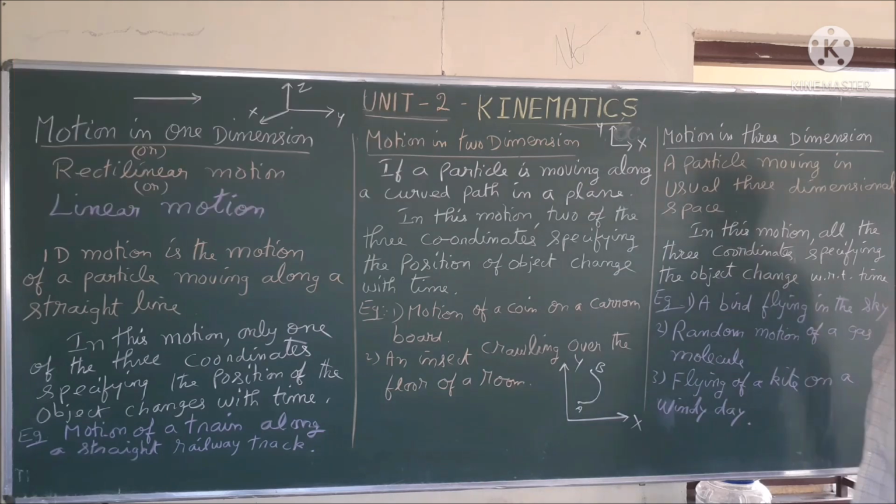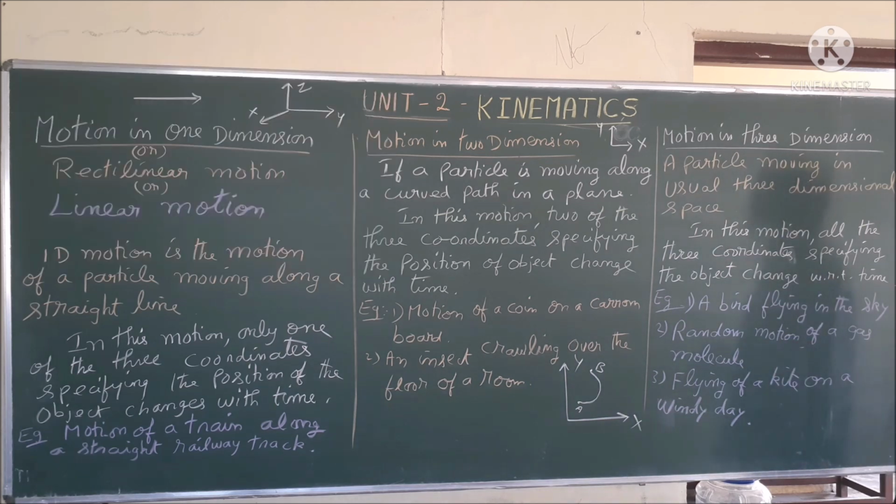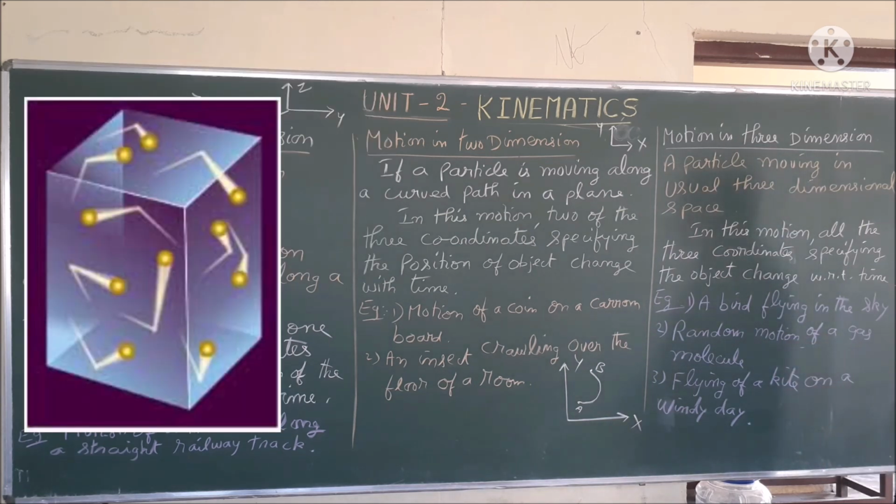Next, we will go to motion in three dimension. In space, the particles will move in all directions, that is in all three coordinates. Then I can call it motion in three dimension. If you take a bird, it will fly in space in all directions, that is in all three coordinates. Second example, gas molecules. They will move randomly in all directions.